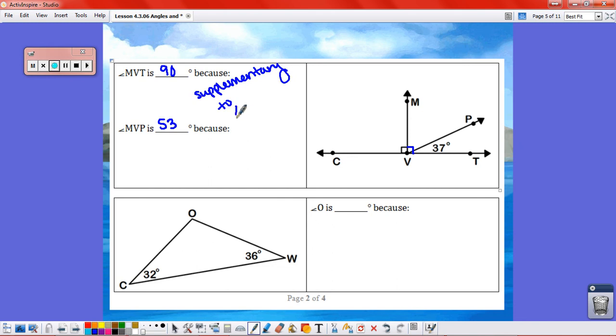To angle MVC. And then we have angle MVP at 53 degrees because these make a right angle, and 53 plus 37 is 90, so they are complementary. It's complementary to angle PVT.